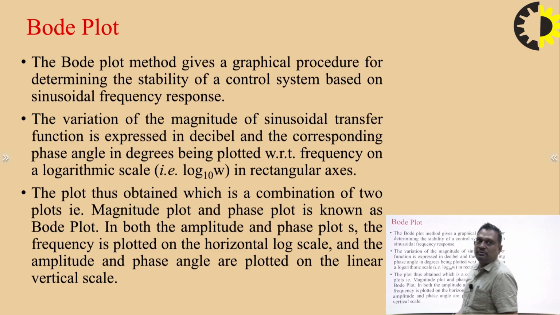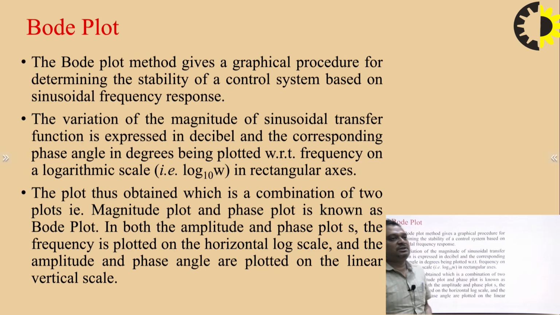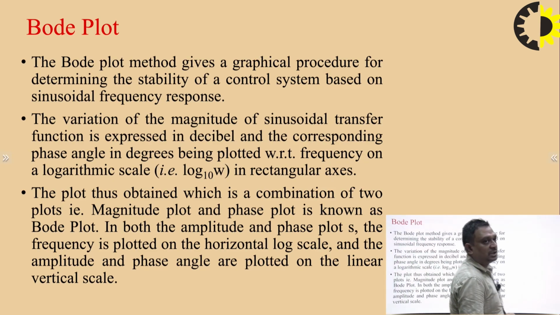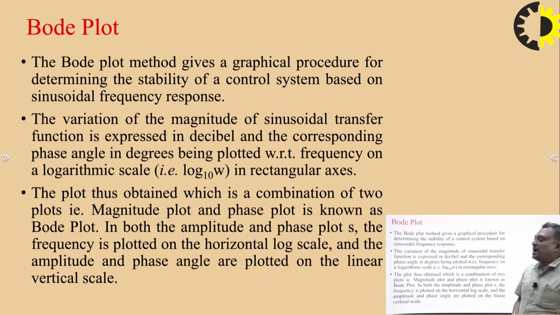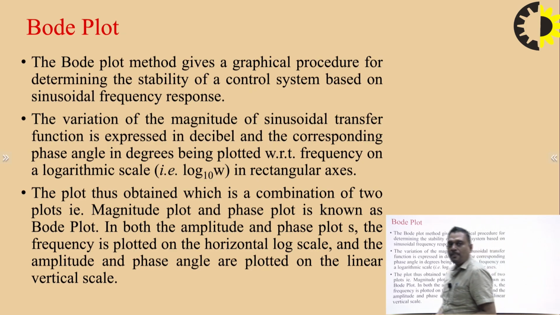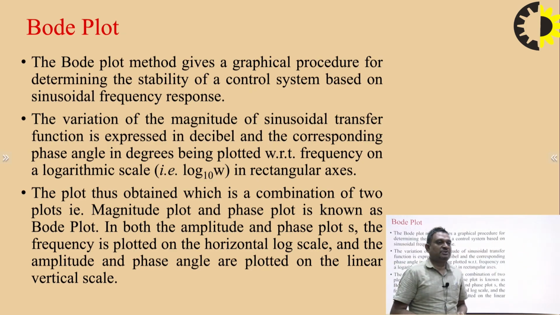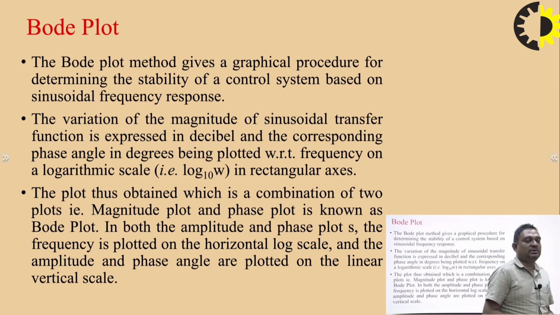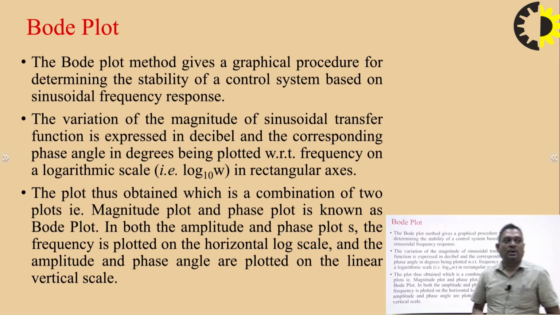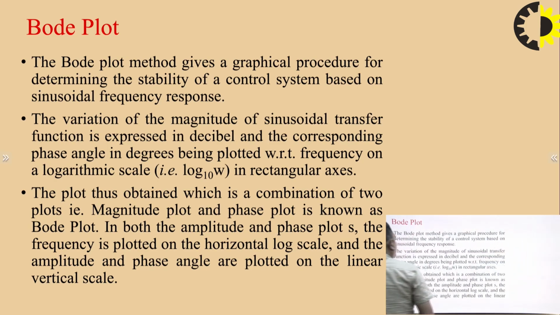Now, what do we do in the case of Bode plot? We have the sinusoidal transfer function. We will take its magnitude, and in Bode plot we express the magnitude in dB. We calculate the magnitude and plot it with respect to frequency, and we also calculate the phase and plot that with respect to frequency. The plot thus obtained, which is a combination of two plots, the magnitude plot and the phase plot, is known as Bode plot.